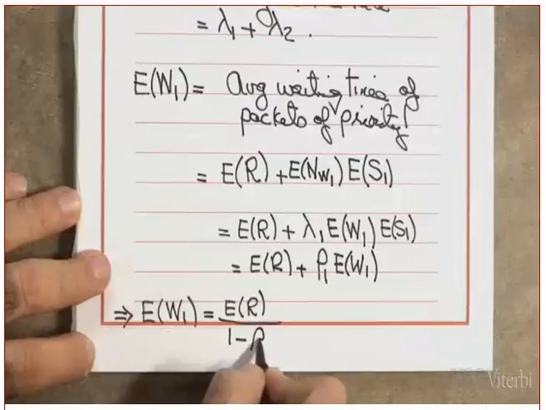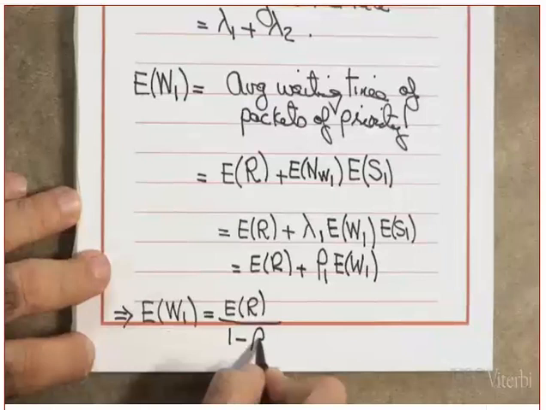Did you understand where it came from? Bring this one and this one on this side. So it's 1 minus rho 1 minus rho 2. Or E of W is equal to E of R plus rho 1. Now E of W1 is E of R over 1 minus rho 1, and divided by 1 minus rho 1 minus rho 2.